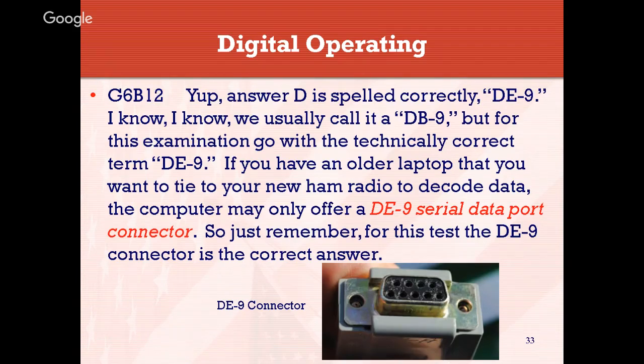Oh boy, here you go. Answer D is spelled correctly, DE9. I know, we usually call it DB9, but for this examination, go with the technically correct term DE9. I'm so familiar with DB9 connectors. So if you have an older laptop that you want to tie to your new ham radio to decode data, the computer may only offer a DE9 serial data port connector. So just remember, for this test, the DE9 connector is the correct answer, not the DB9.